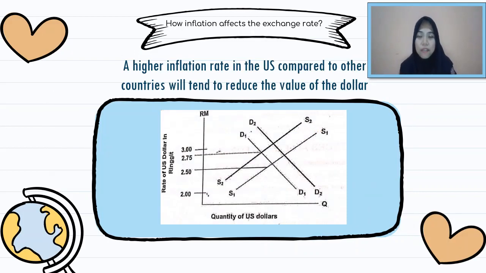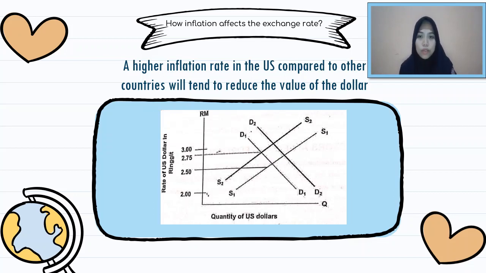How does inflation affect the exchange rate? A higher inflation rate in the US compared to other countries will tend to reduce the value of the dollar. It is because high inflation in the US means that US goods increase in price quicker than Malaysian goods. Therefore, US goods become less competitive. Demand for US exports will fall and there will be less demand for the dollar.